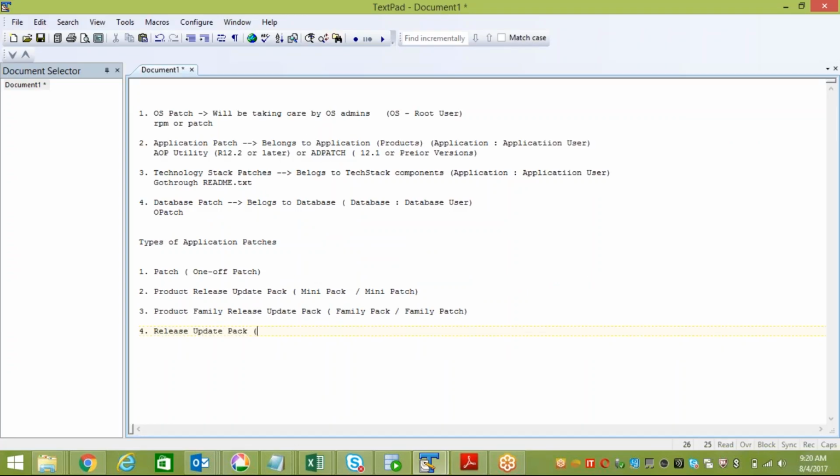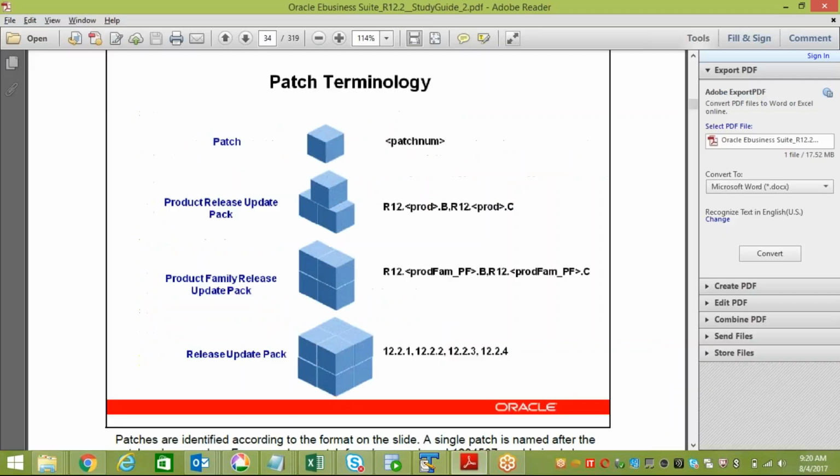We call it, I mean, in DBA terminology, a maintenance pack. So this is how we call it, basically. There's a patch number, and the terminology looks like this. It comes with the patch number, then R12 dot the product name, dot ABCDEF, something like that. The version, you can say.